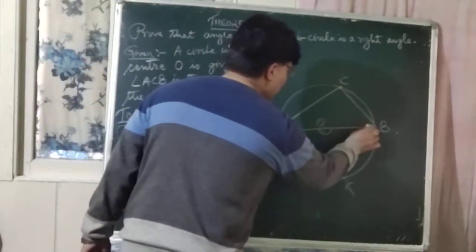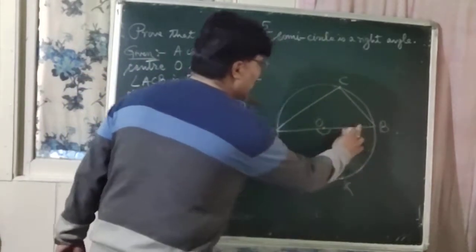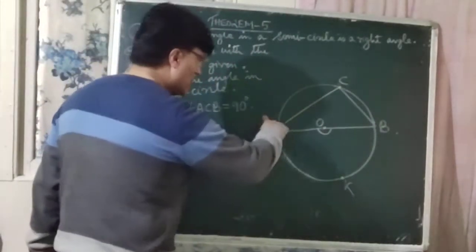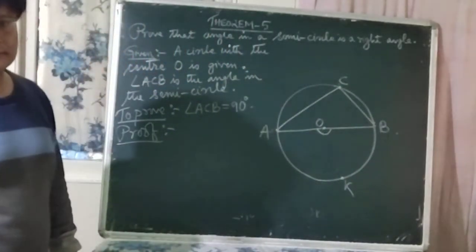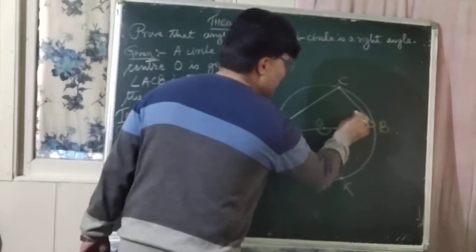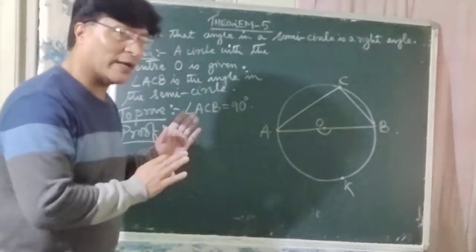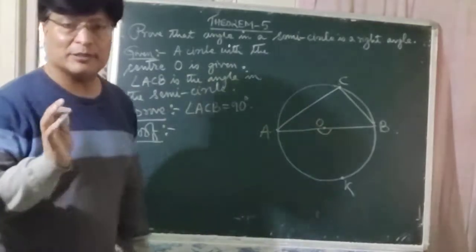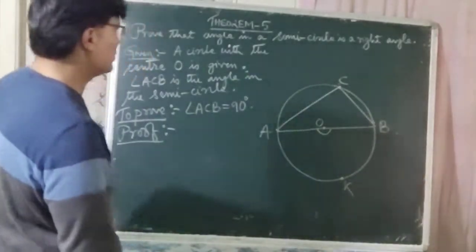Now angle AOB is the angle at the center O of the circle subtended by the arc AKB. And also angle ACB is the angle at the remaining part of the circle subtended by the same arc AKB. So from the previous theorem we can write that angle AOB is equal to twice angle ACB. Here also we are using the previous theorem to prove this theorem number 5, that is, angle in a semicircle is a right angle. Is that clear now? So let us do the proof part.